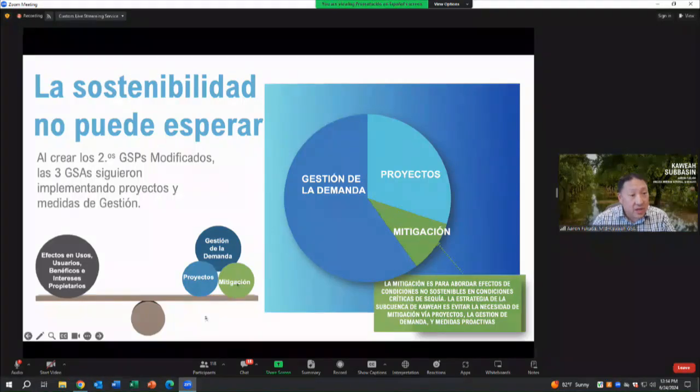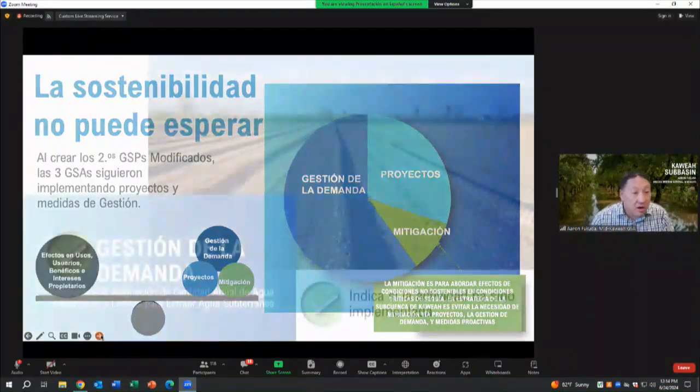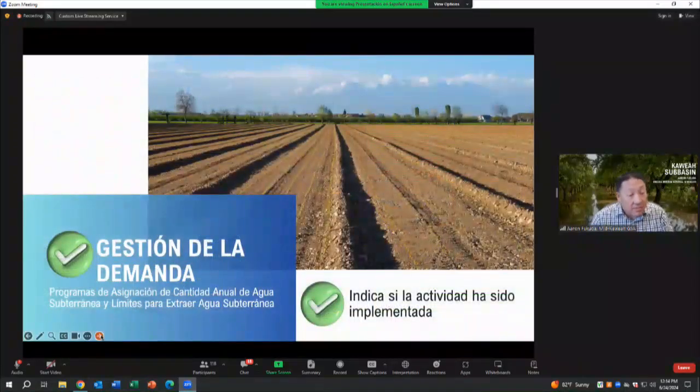So demand management, as we said, is a key element in our sustainability path. I want to note that when you see items in our presentation in green or have these green check marks, those are projects, management actions, or policies that are already in place and are being implemented.